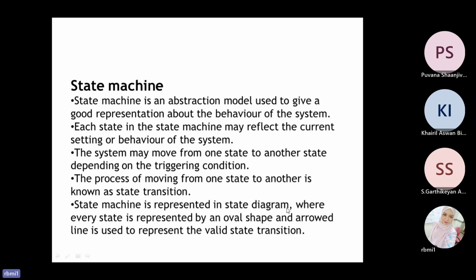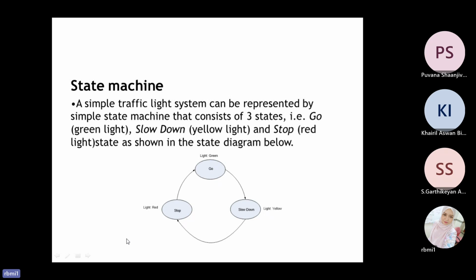The process of moving from one state or one condition to another, we call it the state transition. We can represent it in a state diagram, where every state is represented by an oval shape and an arrow. Okay, let's look. This is an example of a state machine.